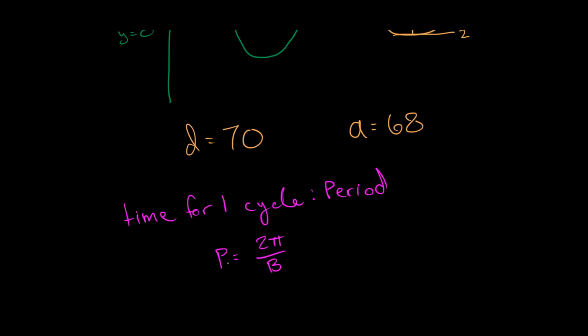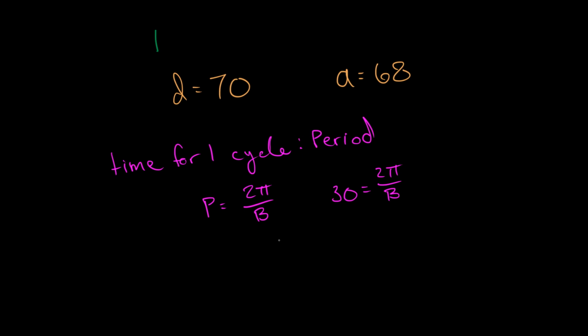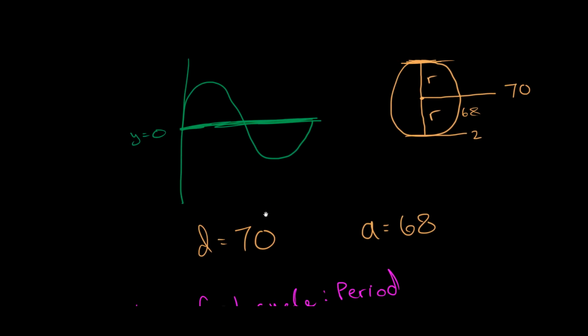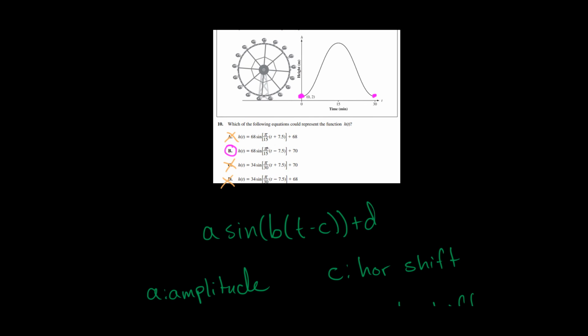If we know our period, we can find b. We just said our period is equal to 30, so we can say 30 is equal to 2 pi over b. Solving for b, we can cross multiply, and we end up with b equal to 2 pi over 30, or pi over 15. Let's make sure that our answer, yep, looks like we have pi over 15 right here. That's confirming that our answer is B.